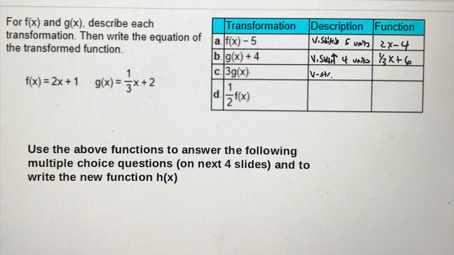Now, you could say by a factor, okay, by a factor of 3, okay, because it is a 3 that's in front of there. So what this results in is 3 times g of x. So that means we're going to do 3 times g of x, which is equal to 3 times the original g of x, which was 1/3 x plus 2.